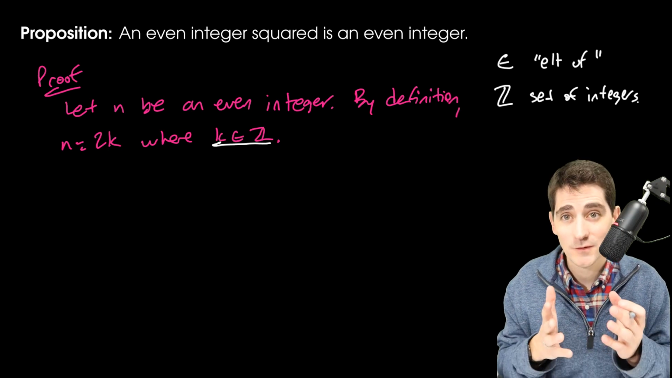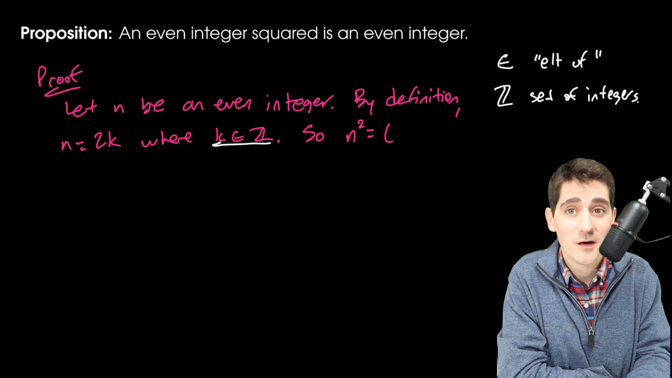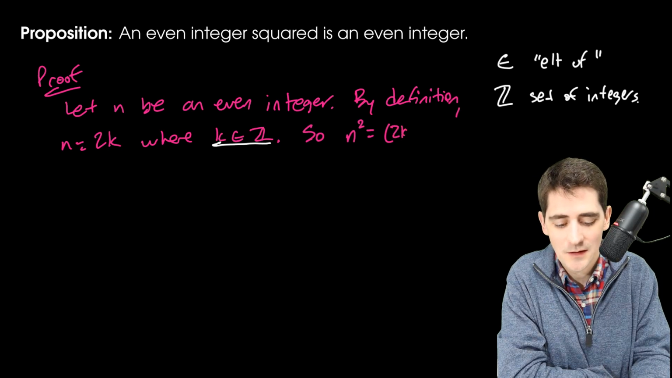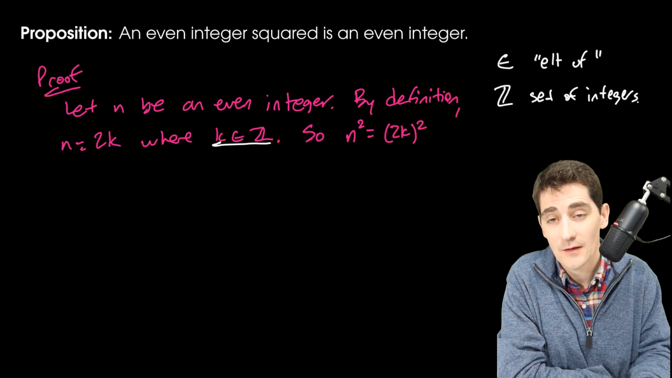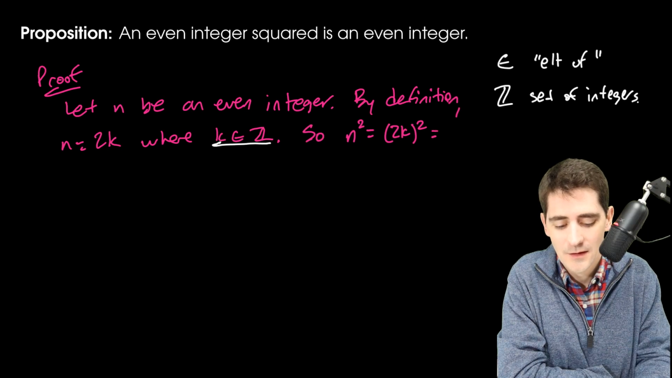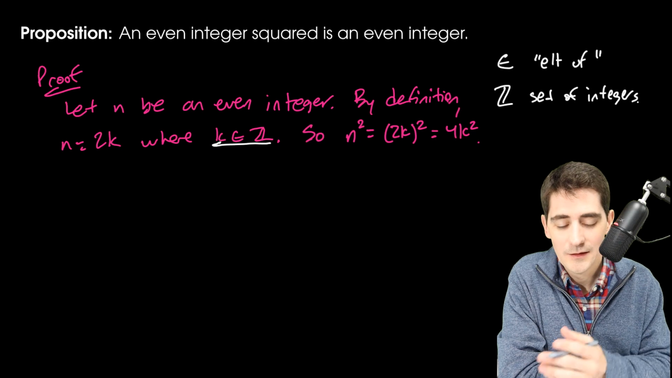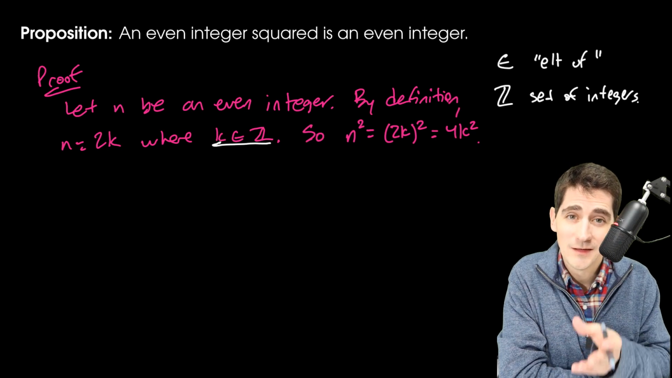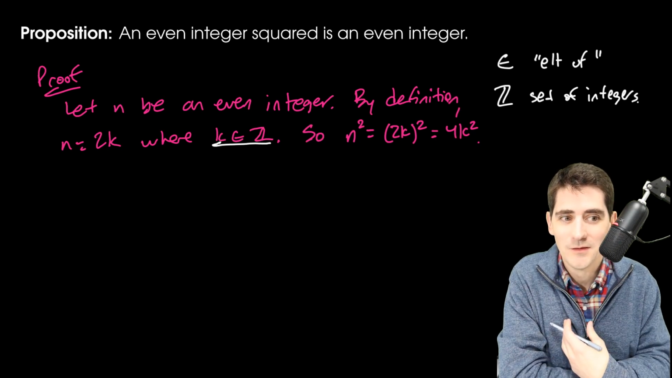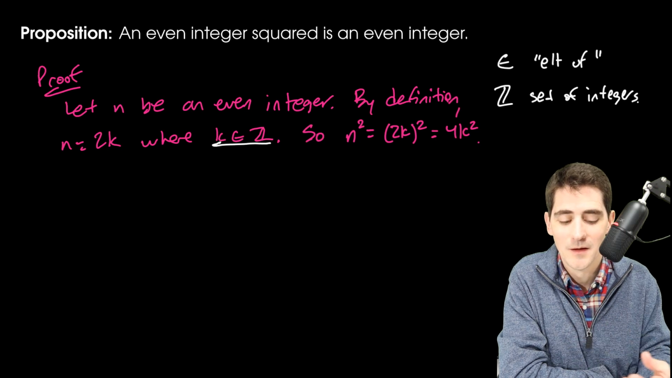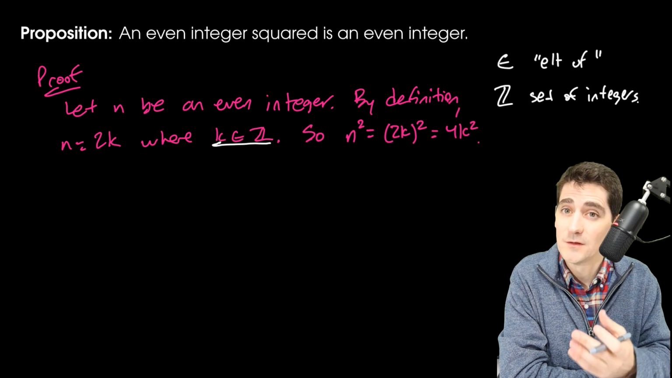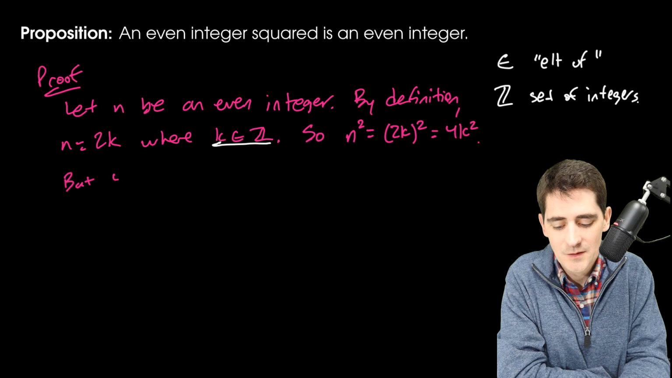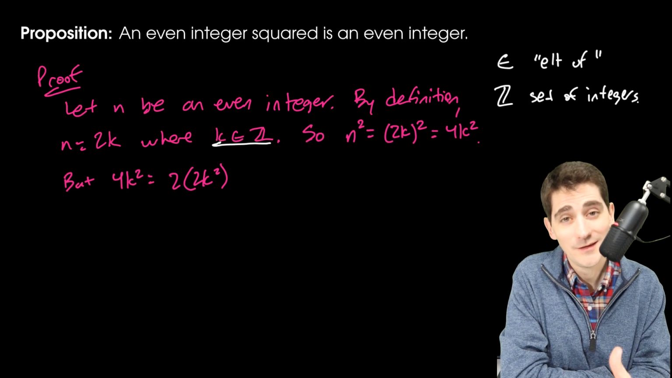We need to now square it. So n squared is going to be the same as 2k quantity squared. And then we'll just let our algebra take over here. That's the same as 4k squared. And I need to show that 4k squared is even. Well, I know intuitively it's even because there's a 4 times something in there. But I need to use the definition, which is only 2 times something. So I'm going to say, but 4k squared is 2 times 2k squared. And 2k squared is an integer.